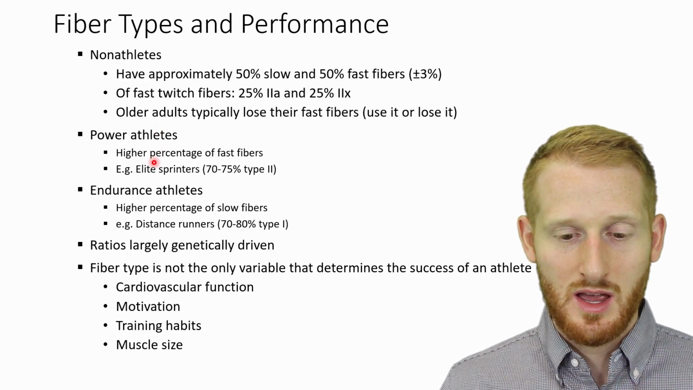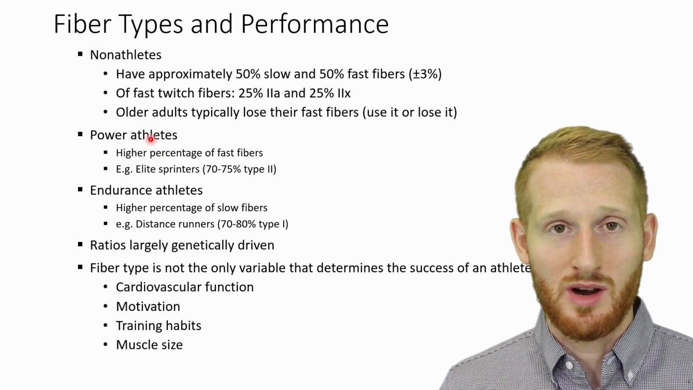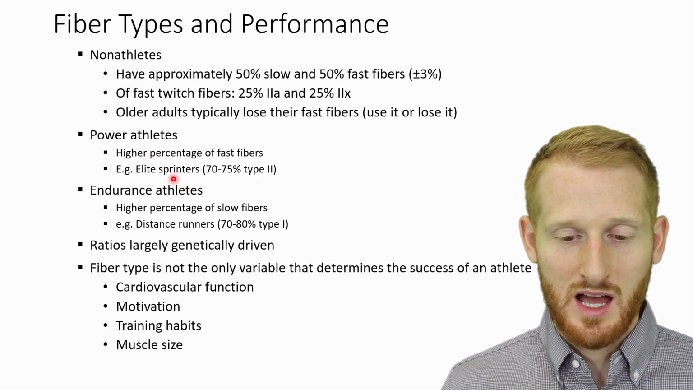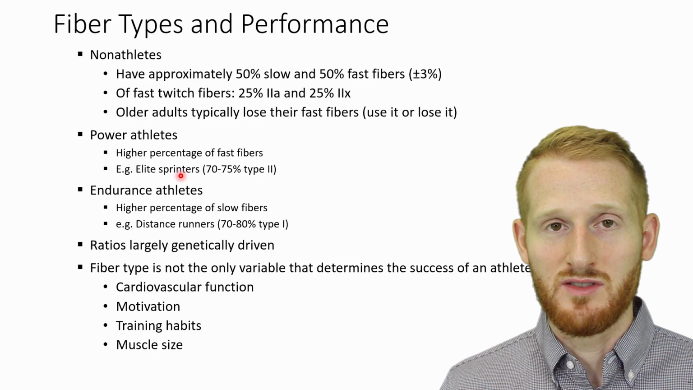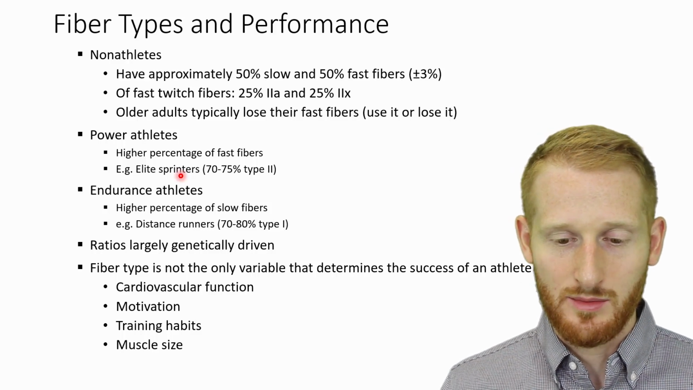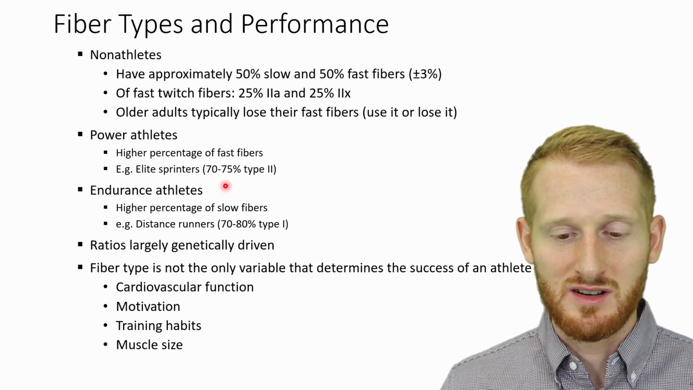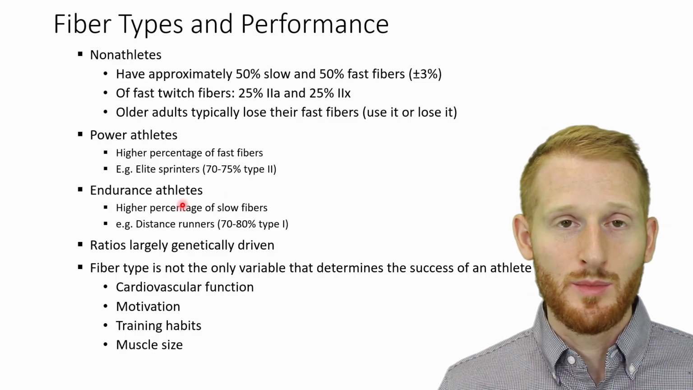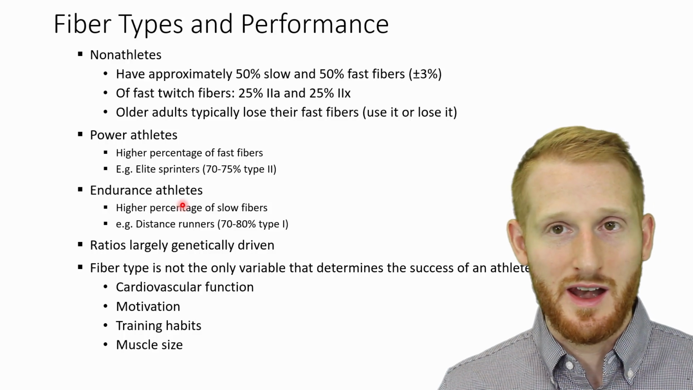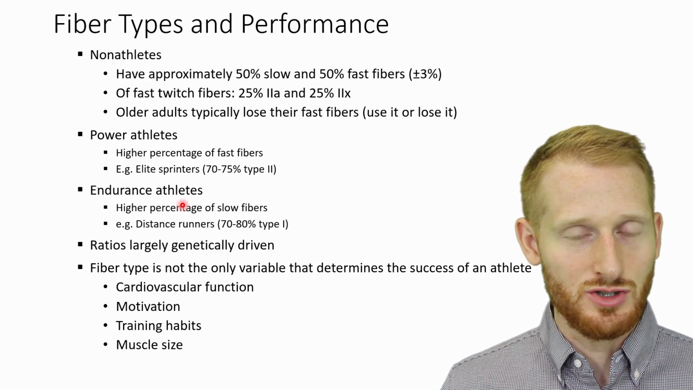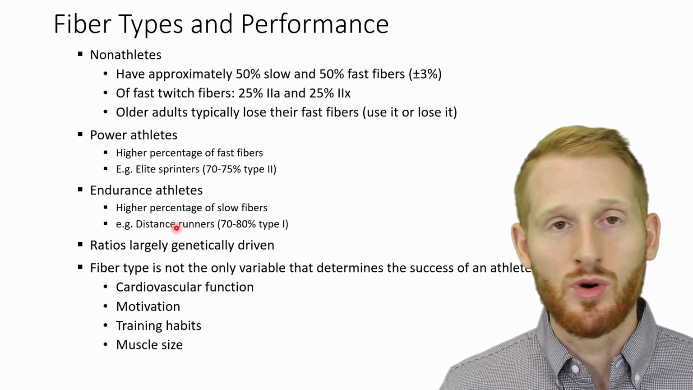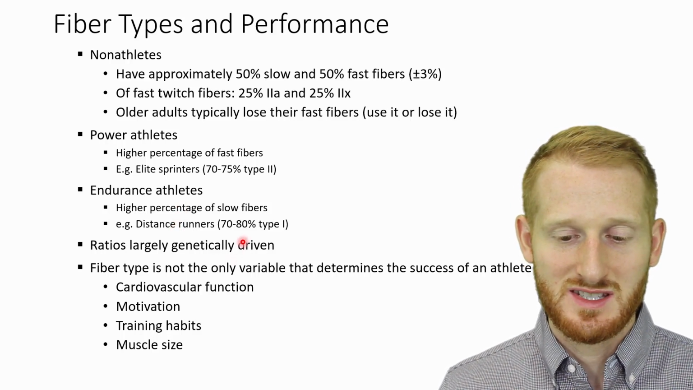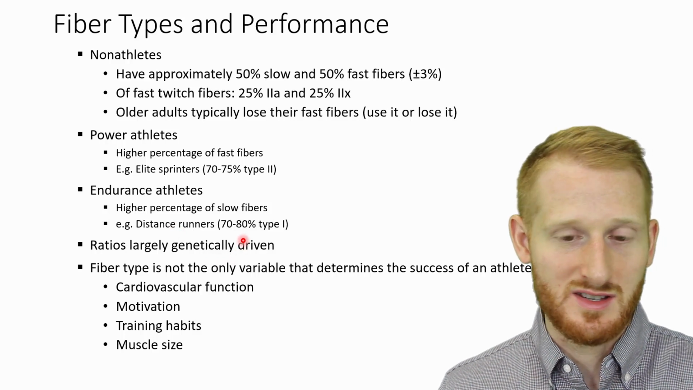If you look at an older individual, they're going to have a much higher percentage of type 1 fibers. If you're looking at elite power athletes, so people who have gotten to national and international levels, they're going to have a very high percentage of the fast twitch, the type 2 fibers, somewhere in the 70 to 75% type 2 fibers typically. If you look at the other end of the spectrum, national and internationally elite endurance athletes are going to have a lot more of the slower, more fatigue-resistant type 1 fibers, about 70 to 80% type 1 fibers, and the rest type 2s.